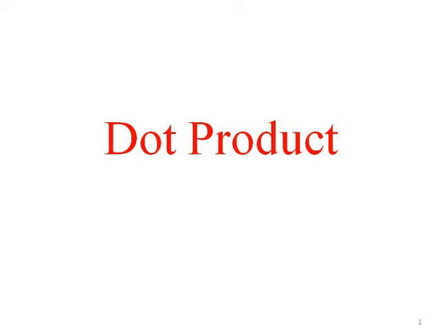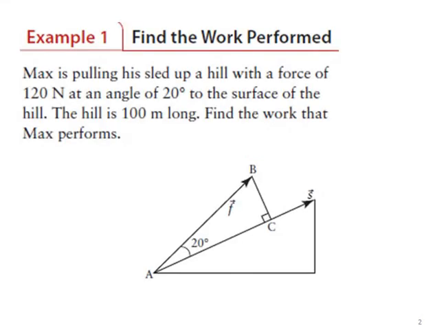Welcome to another video. In this video I want to talk about the dot product of two vectors. Let's start with an example. Here it says find the work performed. Max is pulling his sled up a hill with a force of 120 newtons at an angle of 20 degrees to the surface of the hill. The hill is 100 meters long. Find the work that Max performs.